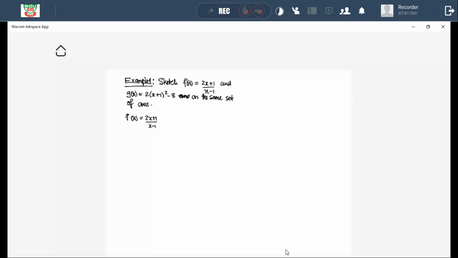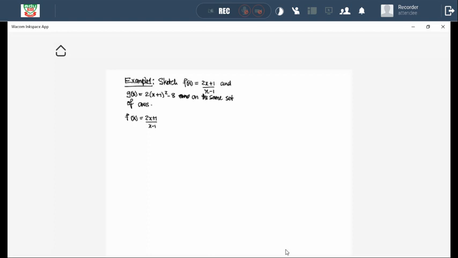That's a hyperbolic function, because x is in the denominator. But this hyperbolic function is not in its standard form. Your examiners can give you something like this, and you should be able to convert it from its general form to its standard form. Okay, right. Now, let's look at this. How do I sketch it?